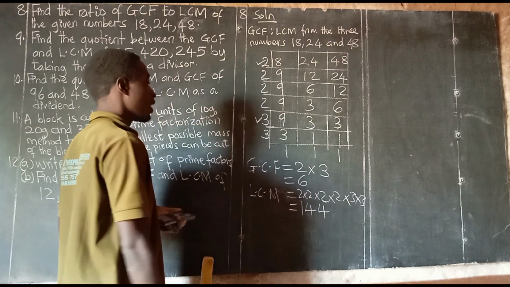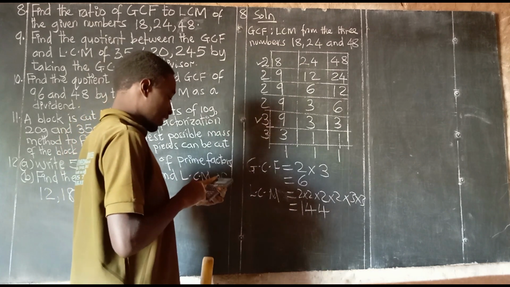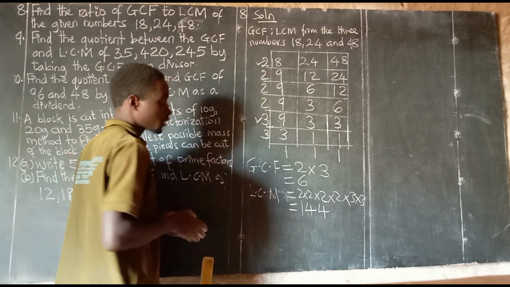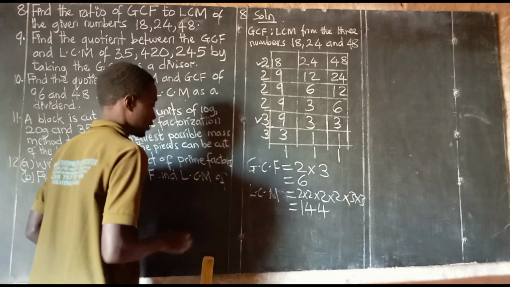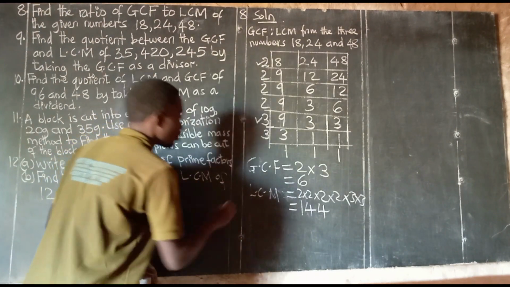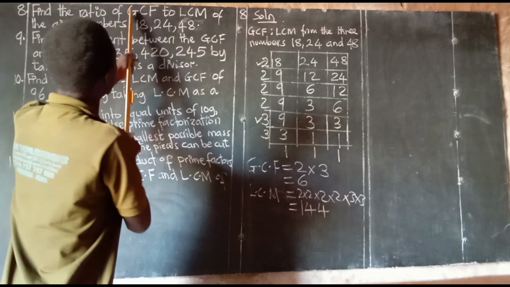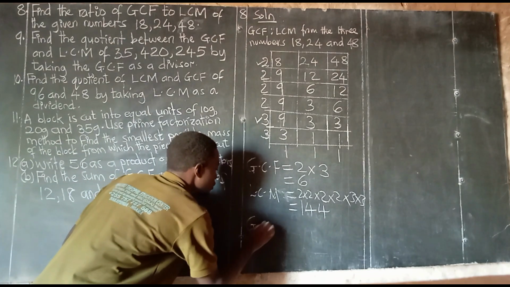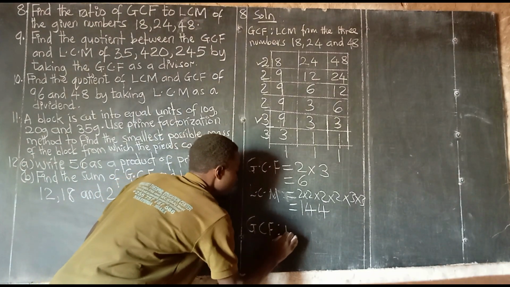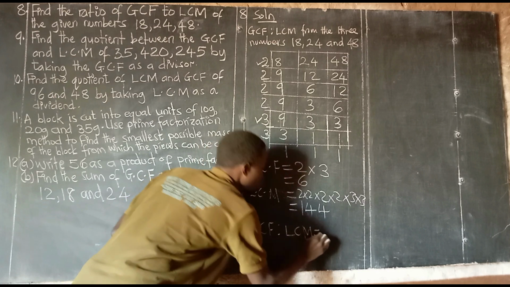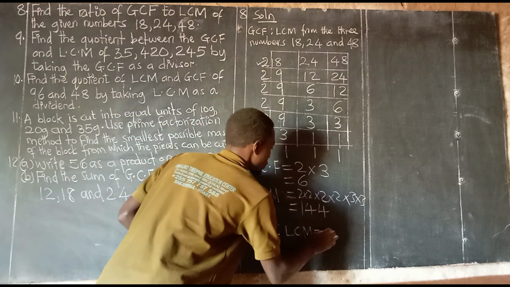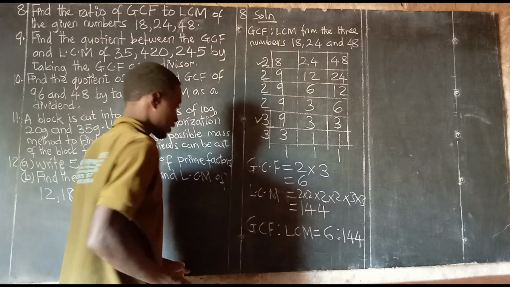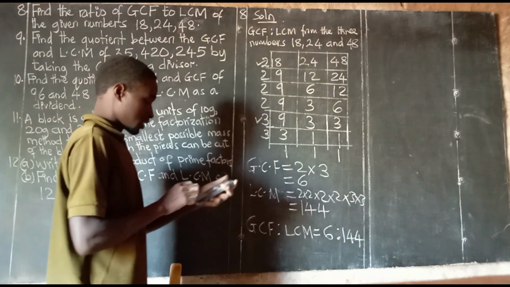144. After that, what next? What next is to find the ratio as we are asked in the question. We are asked for the ratio of GCF to LCM. Now it will be equal to the GCF, 6, to 144. Let us see if it can be simplified.